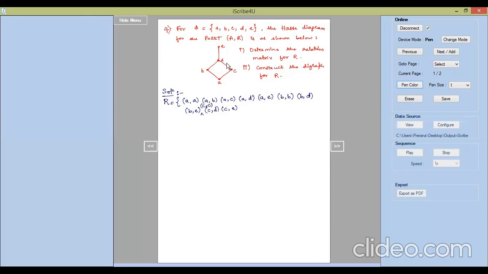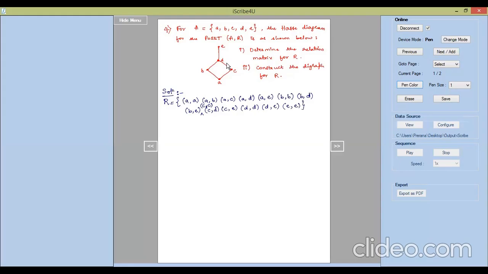Then we will take D. Loop is obvious, D comma D. Then there is an edge from D to E. So D comma E. Don't go below. Starting from D, do not go below. We will always read the elements from bottom to up. Okay, so D comma D, D comma E. That's all. Next with E, it is E comma E. So this is our relation R.